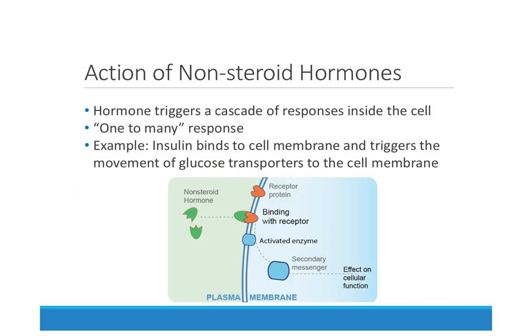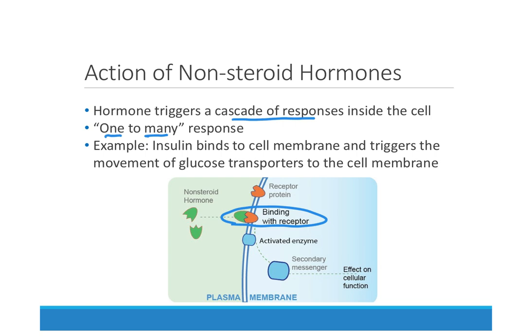Non-steroid hormones, remember, cannot move through the cell membrane, and so they have to bind on the cell membrane with a receptor. And then this binding triggers what's known as a cascade of responses. It triggers a bunch of different things happening inside the cell. In fact, sometimes a single hormone binding to the outside of a cell has a large response. We call it a one-to-many response.